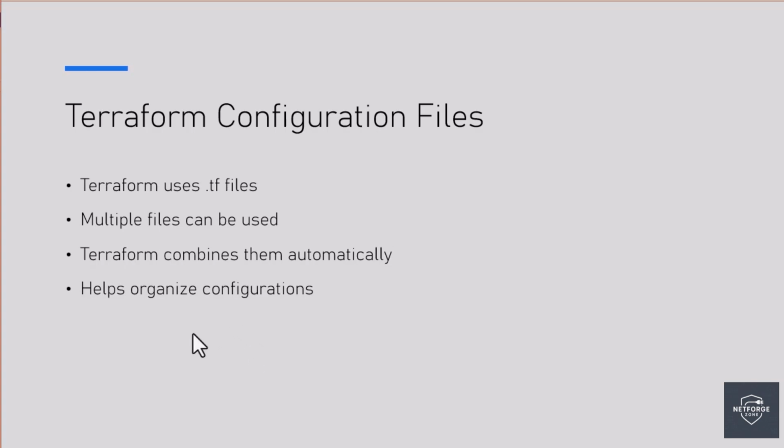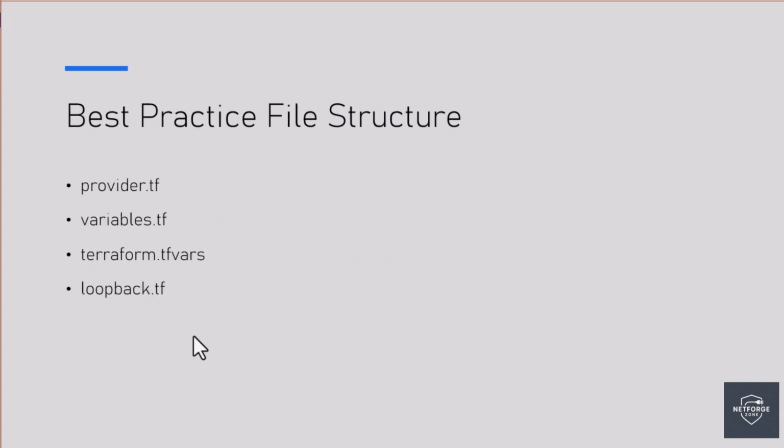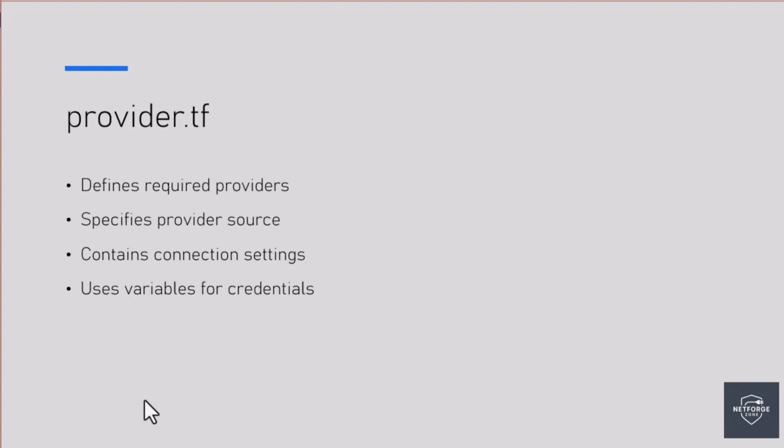So again, you have groups of files and you have files that end with .tf. Some of the files which are very important, for example, are these files: provider.tf, variables.tf, terraform.tfvars, and also loopback.tf that you have in here. So each one of them is explained in its own slide.